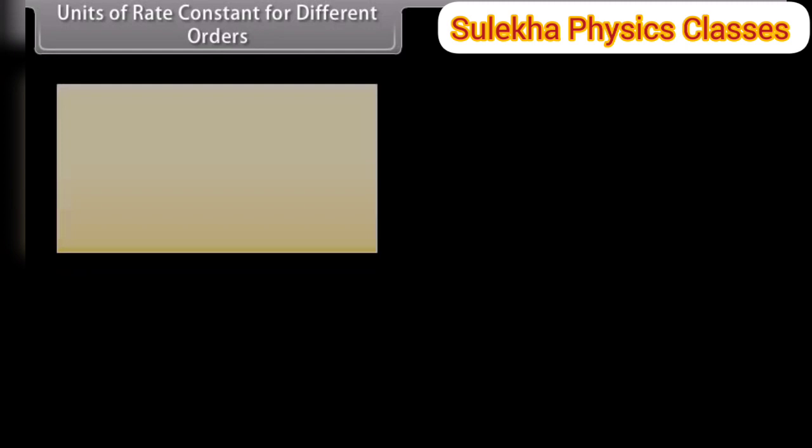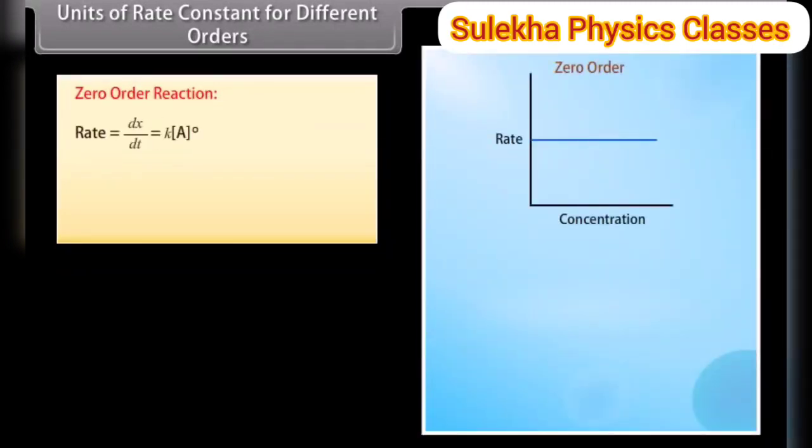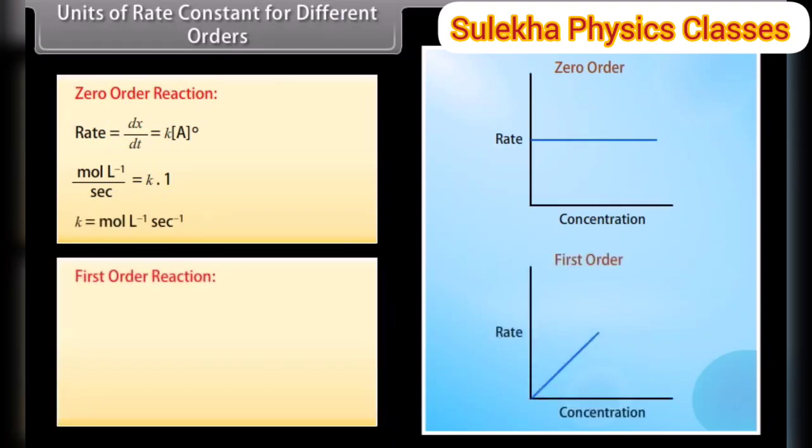Units of rate constant for different orders. Zero-order reaction. Rate is equal to dx by dt, which equals K times [A] raised to the power 0. Thus, units of rate constant for a zero-order reaction are mole per liter per second. First-order reaction. Rate is equal to dx by dt, which is equal to K times [A] raised to the power 1. Thus, the unit of rate constant for a first-order reaction is per second.